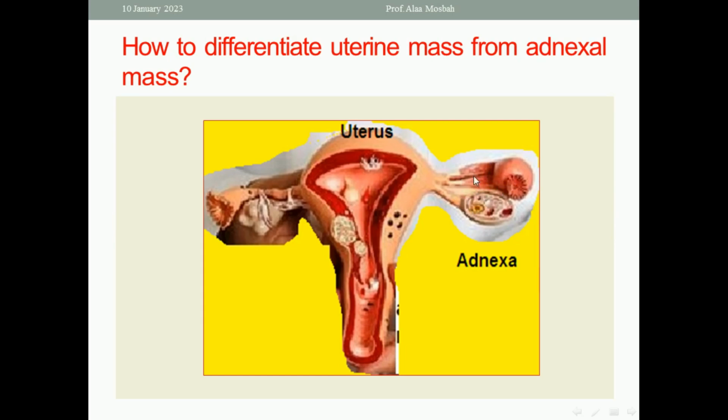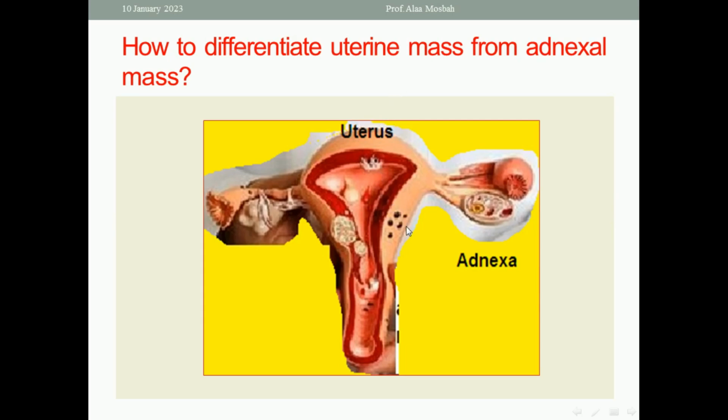So I have many differential diagnoses. In uterine mass, I also have many differential diagnoses. On top of them is pregnancy, then leiomyoma, adenomyosis, polyps, endometrial carcinoma, uterine sarcoma, all these uterine masses. How to differentiate uterine mass from adnexal mass?